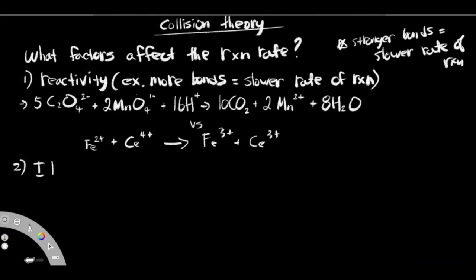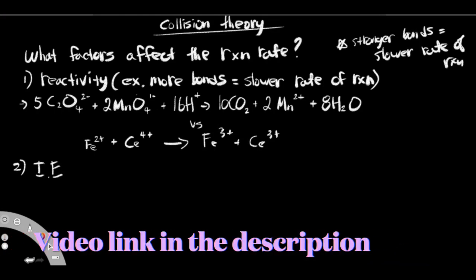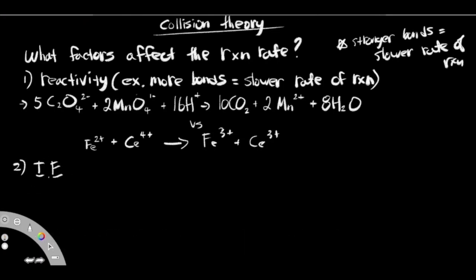We have ionization energy. You should be familiar with ionization energy. If not, please look at my previous video from a while ago about ionization energy and electron affinity. It's important. So when we have an ionization energy, let's have an example again, in brackets here, of high ionization energy, and if it is low in electron affinity, what do you think would happen? Would it be a slow rate of reaction, or would it be a fast rate of reaction?